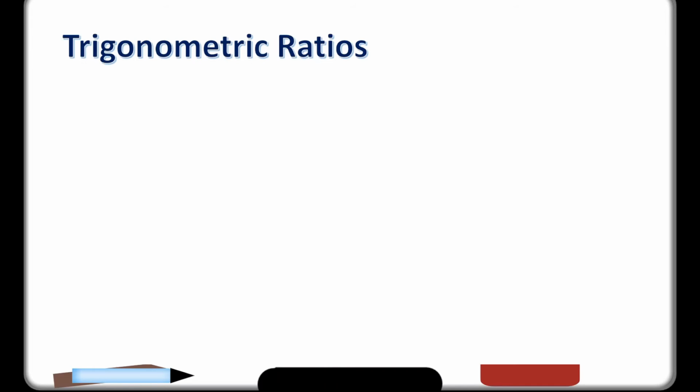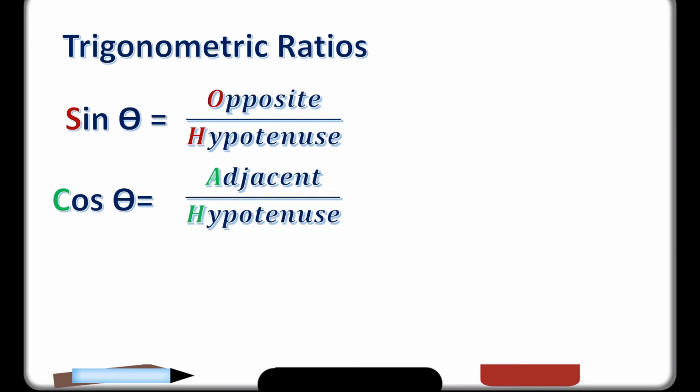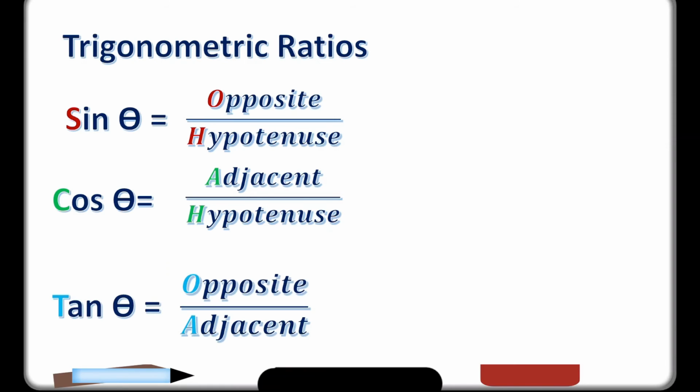Nice. We can now correctly identify the hypotenuse, the adjacent, and the opposite of our theta in our right angle triangles. Now let's get back to those trigonometric ratios. Remember, sine theta is equal to the opposite over the hypotenuse. Cos theta is equal to the adjacent over the hypotenuse. And tan theta is equal to the opposite over the adjacent. Makes more sense now, right?